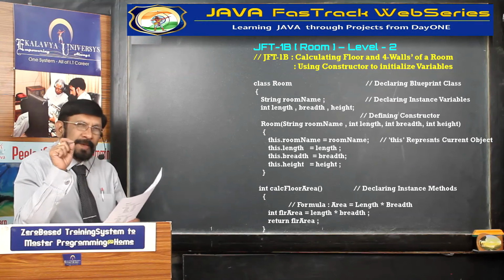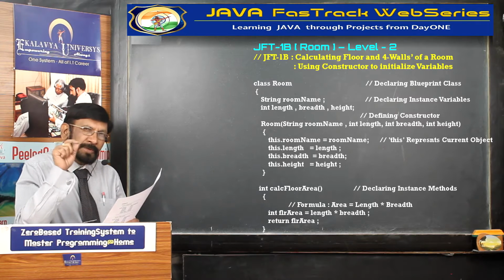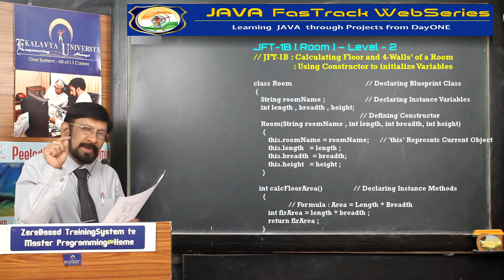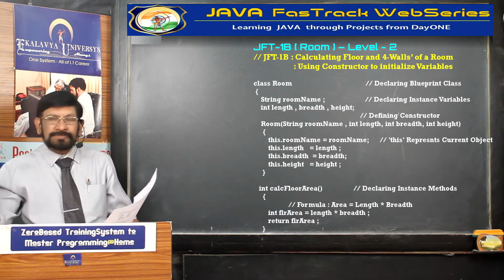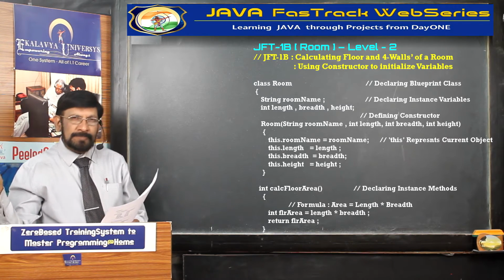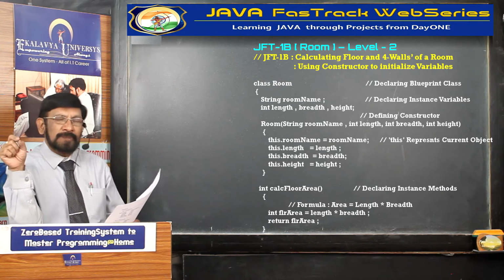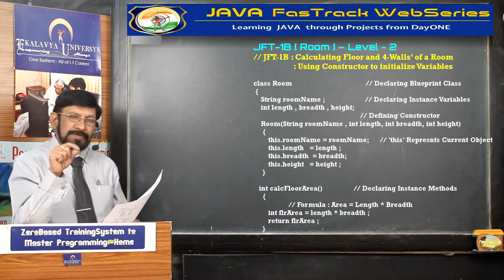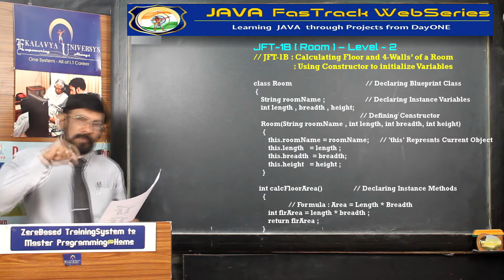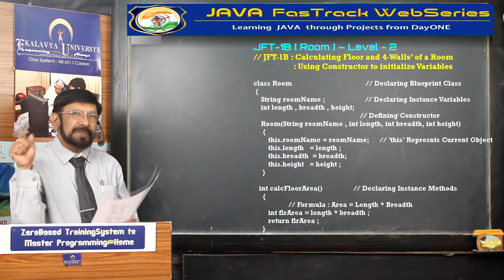So that is the meaning of this. This always represents the current object. Once again I repeat, if this constructor is initializing a drawing room object, this represents the drawing room object. If this constructor is initializing a study room object, this represents the study room object. In this way, current object means whatever object is being initialized, this represents that object.